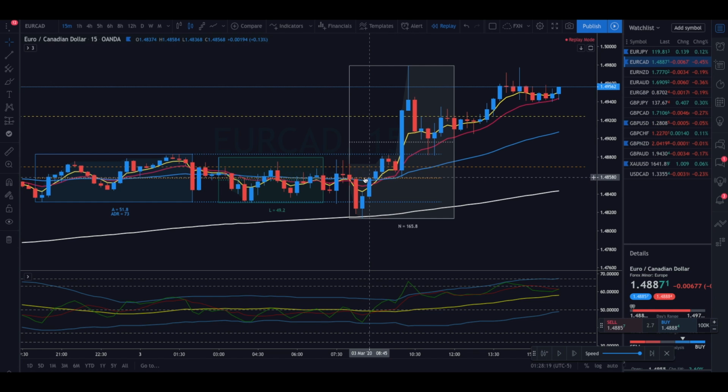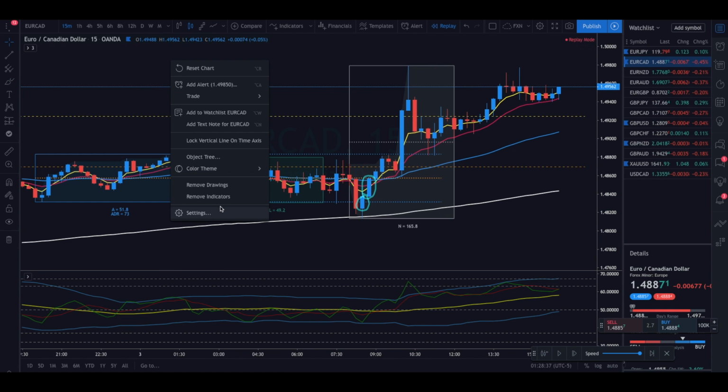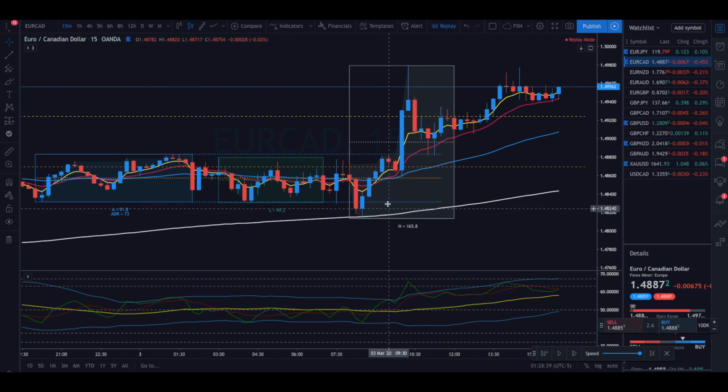So the entry was right here after this candle had closed. Lucky enough, if you stack these two candles, this one here and this one here, on top of each other, you actually get a railroad track, because they're almost perfectly the same size. So that was a trade setup.